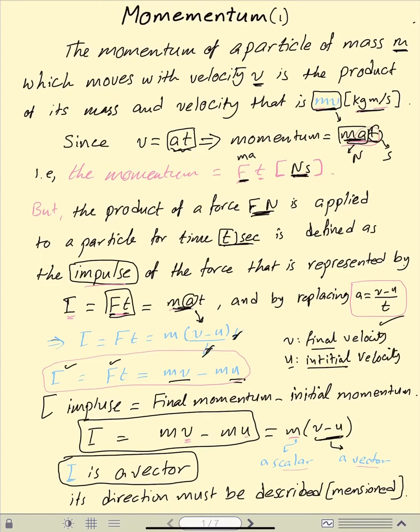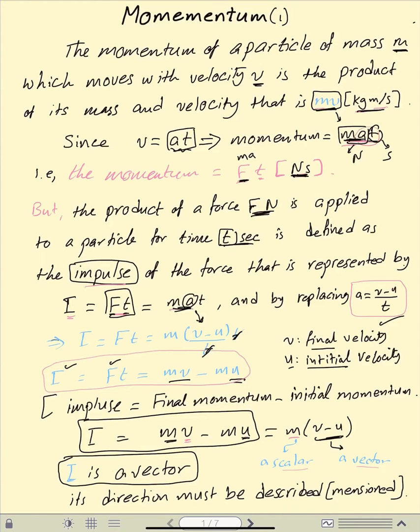So what do you call this? This is called the change in momentum. The impulse is equal to the final momentum minus the initial. Final momentum is the final velocity times the mass. Initial momentum is the initial velocity times the mass. That gives us, at the end, impulse is equal to mv minus mu.